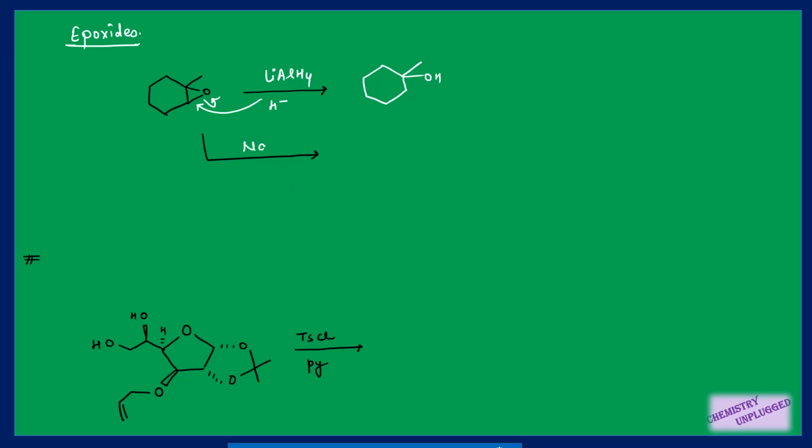But if I am using sodium cyanoborohydride, we will study this sodium cyanoborohydride a little bit later, and with it I am using a Lewis acid, this one, then what will happen? This oxygen will become activated, and with the activated oxygen, this hydride will attack in such a way that it will form a stable carbocation.